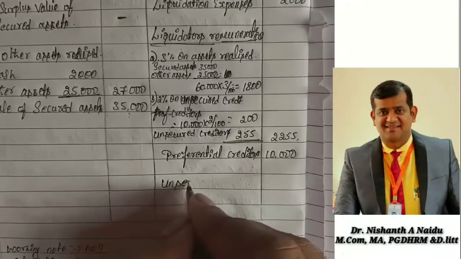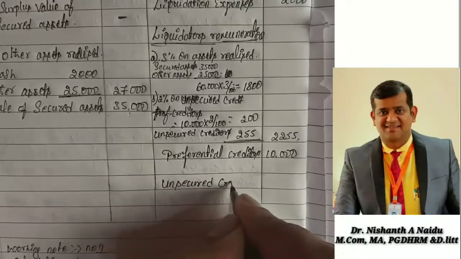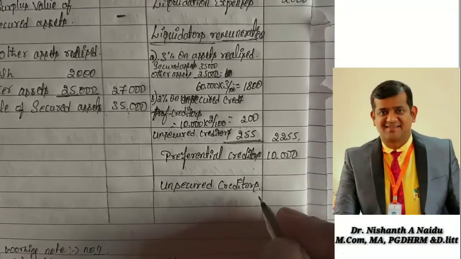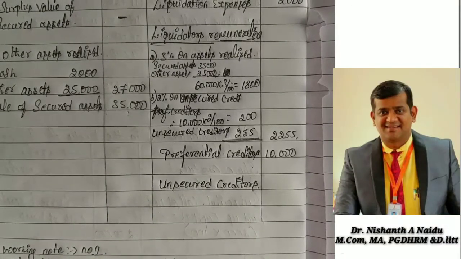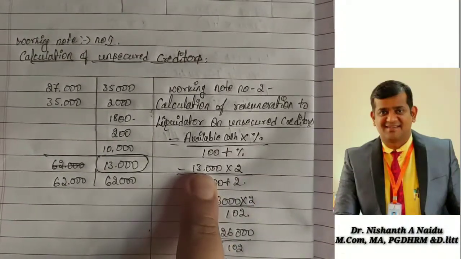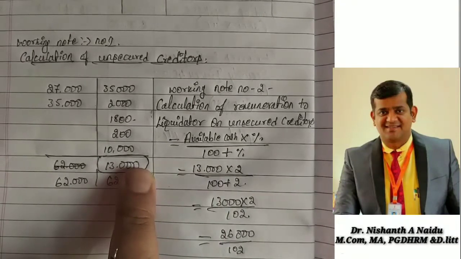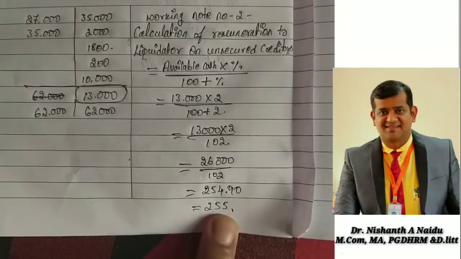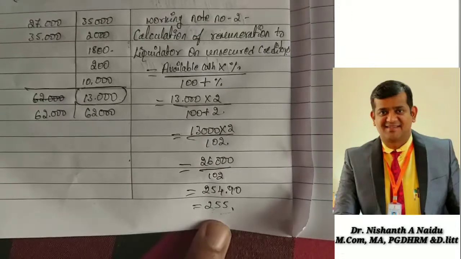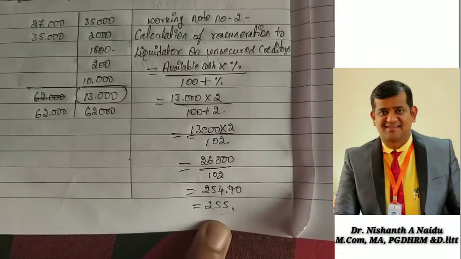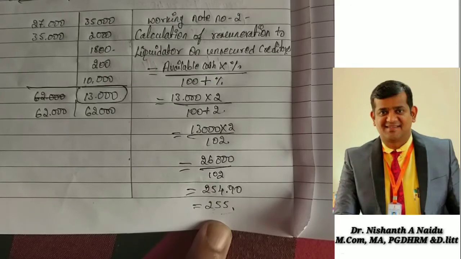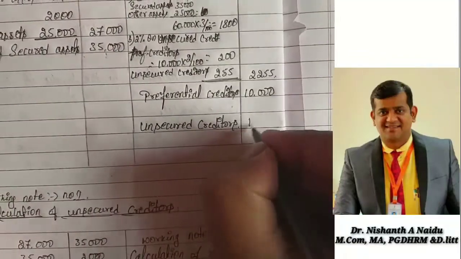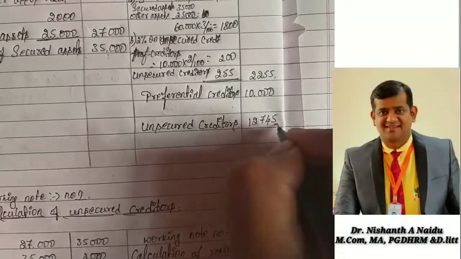So write unsecured creditors. How much unsecured creditors do we have? 13,000 we had, correct? So amount available for unsecured creditors 13,000. On that we have paid 255 rupees, 2%. So 13,000 minus 255. How much? 12,745 is the unsecured creditors.